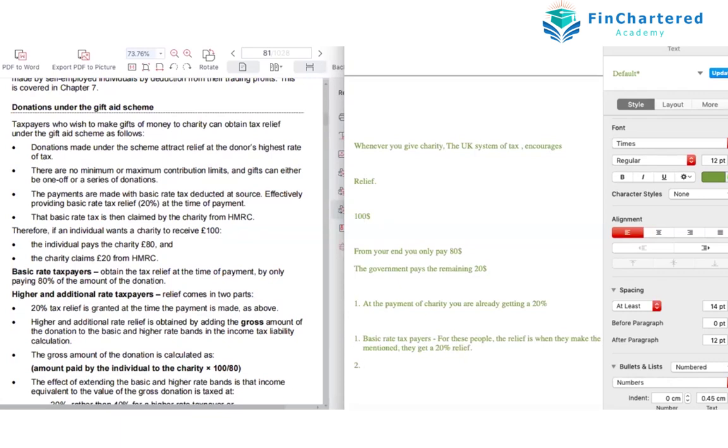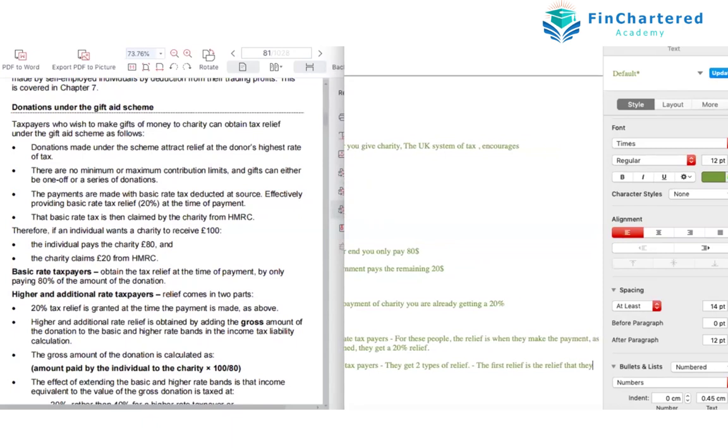But then comes the higher taxpayers, the ones who pay 40%. Higher taxpayers, the ones who make more than 37,700, they get two types of relief. Two types of relief. Again, Aditya, this is coming to answering your question. The first relief is obviously the relief that they get at the time of payment. They get a 20% relief.